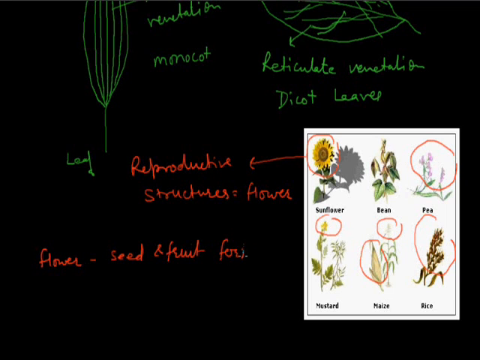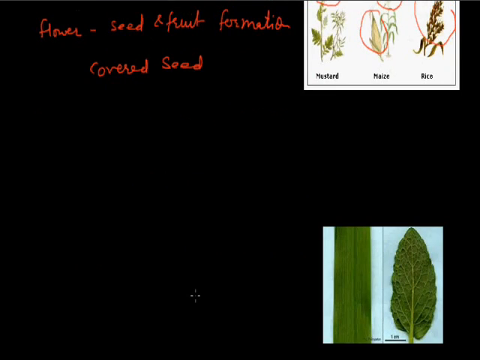Here the seeds are covered inside the fruits. So they are having the covered seeds in the angiosperms. While in the gymnosperms, seeds are not covered in any fruit wall. It means there are no fruits.